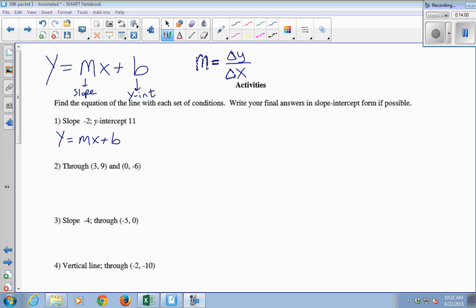Okay? So m is the slope, and they told me that the slope is -2. Right? So I'm going to replace my m with a -2. And then b is the y-intercept, which they told me is 11. So I replace my b with an 11. So that's the first one. Y equals -2x plus 11.